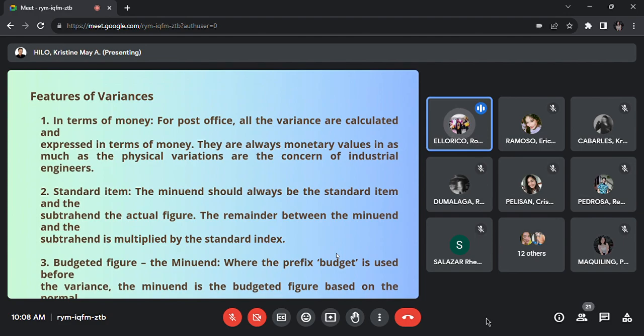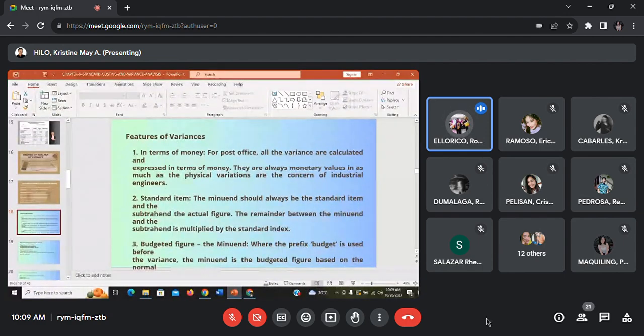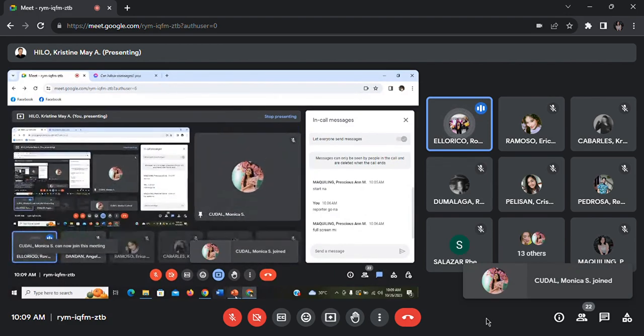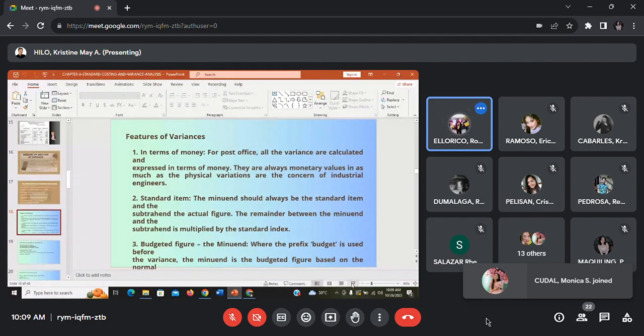Second is the standard item. The minuend should always be the standard item and the subtrahend the actual figure. The remainder between the minuend and the subtrahend is multiplied by the standard index. So in fact, the minuend is the figure from which something is subtracted, and subtrahend is that something which is subtracted from the minuend. So in other words, if the performance has on the whole been costlier, it is unfavorable variance, and when it is cheaper than it was envisaged, it is favorable.